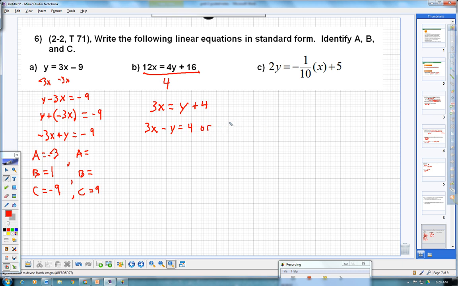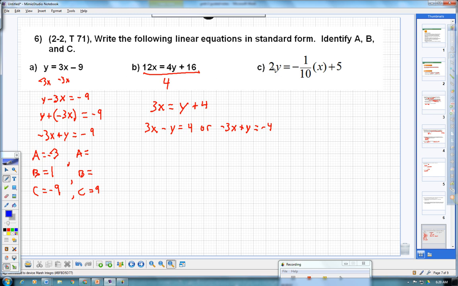Or you could also say that negative 3x plus y is equal to negative 4. Either one of those will work. Okay, you can list the A value, the B value, and the C value now. Go ahead and pause, and list the A value, the B value, and the C value.